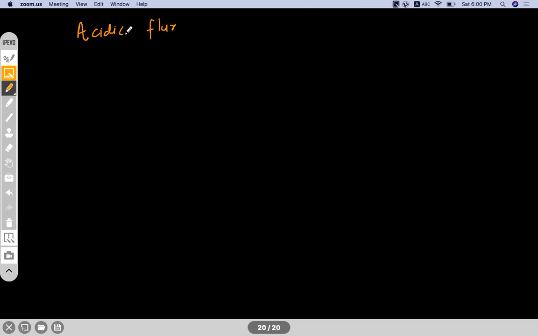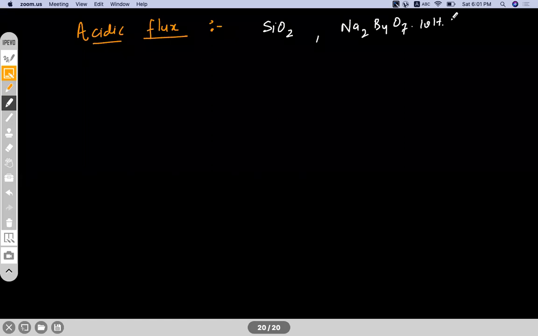Acidic flux, such as silica. Example, we have SiO2. It is acidic flux. Borax, Na2B4O7.10H2O. You just need to keep some examples in mind, okay? Na2B4O7.10H2O. These are acidic flux, okay?